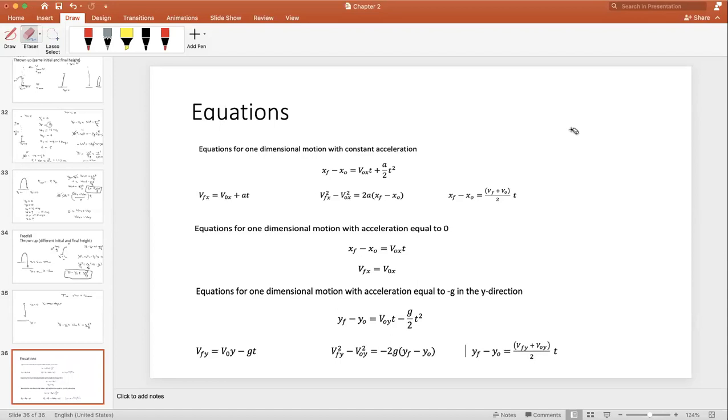So we could have a vehicle or an object moving with constant acceleration and these equations. We could have it moving with constant velocity, no acceleration. We get these equations.